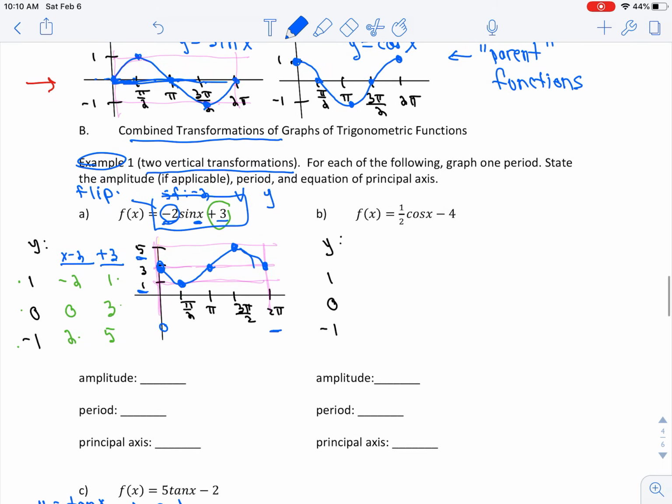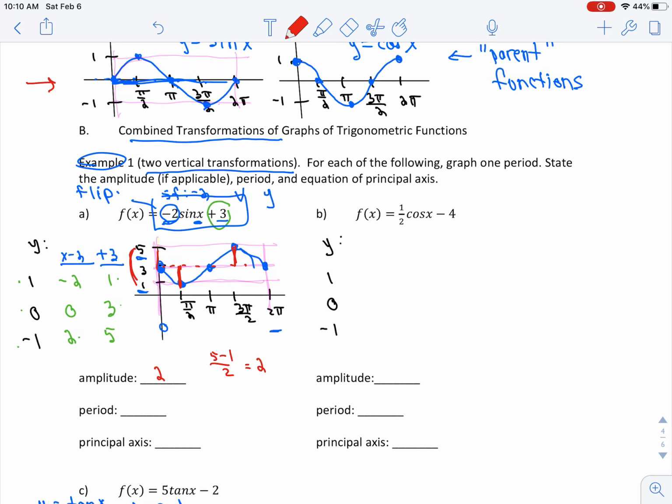As far as filling these values in, the amplitude, remember the amplitude is the distance from this principal axis, which is here, up to a high point. So from 3 up to 5 is 2, or it's also the distance from that principal axis down to the low point, which is 2. Or, remember, you can also think of it as half this total distance. So the total distance is 5 minus 1 divided by 2, and that turns out to be 4 divided by 2, which is 2. So that's the amplitude.